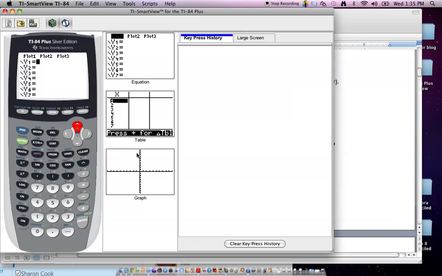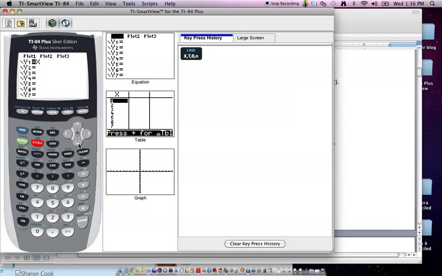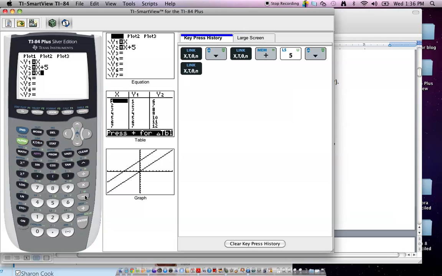So on your paper, I think the first one is y equals x, or f of x equals x, g of x is x plus 5, and h of x is x minus 6. So let's put all of those into the graphing calculator and let's graph. Okay, enter all of those into your calculator.